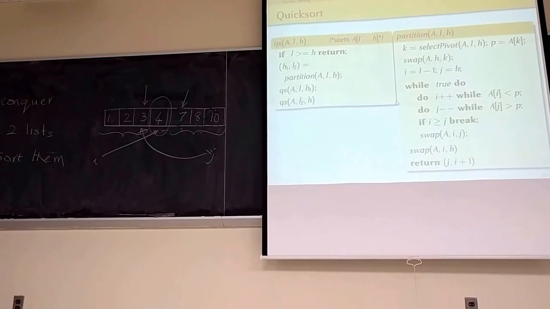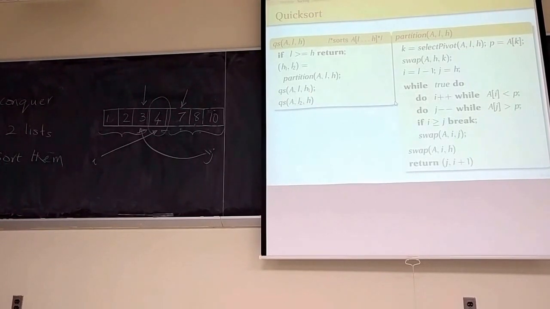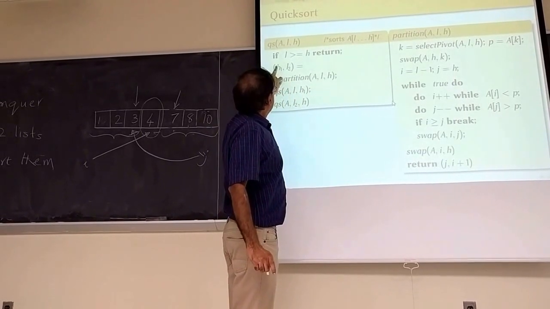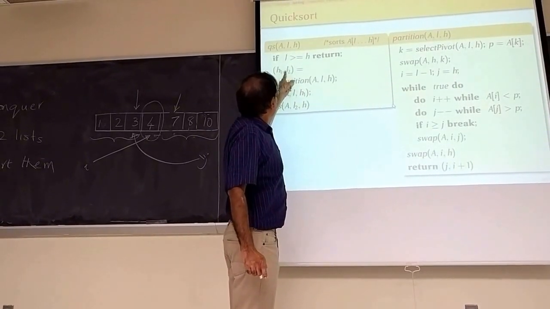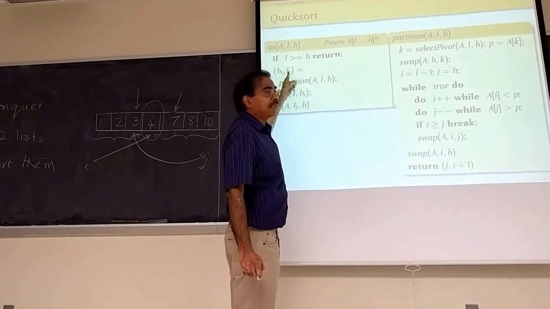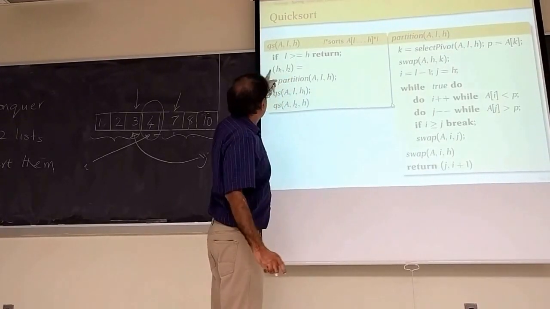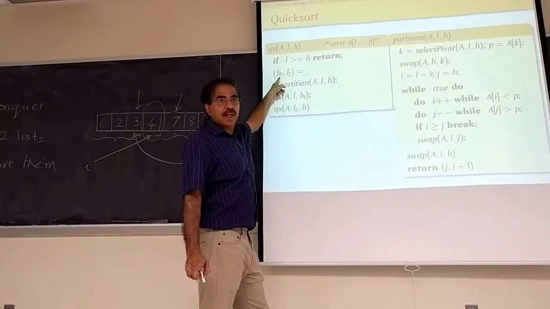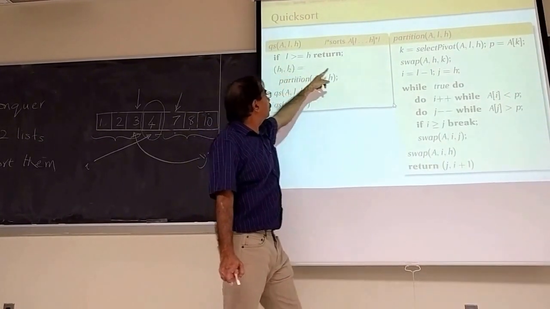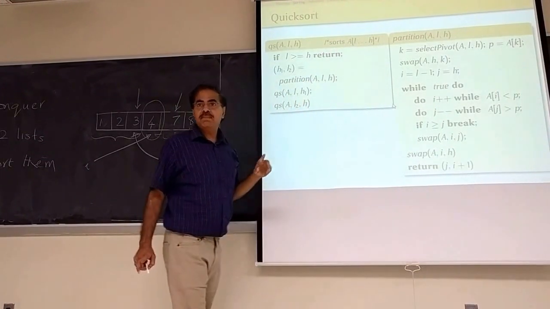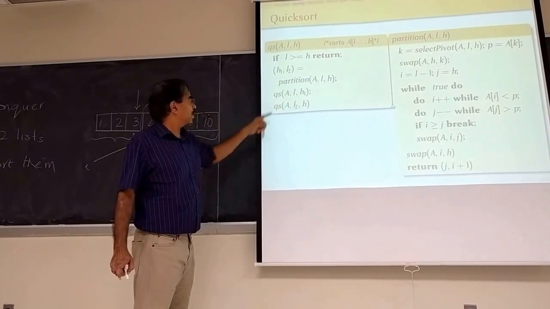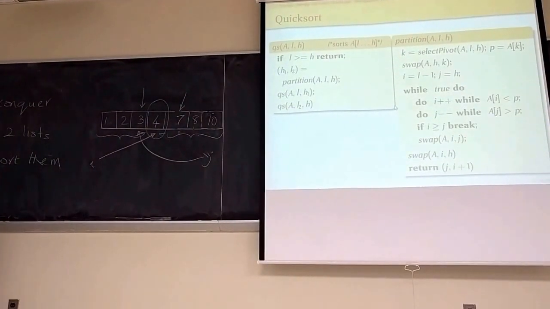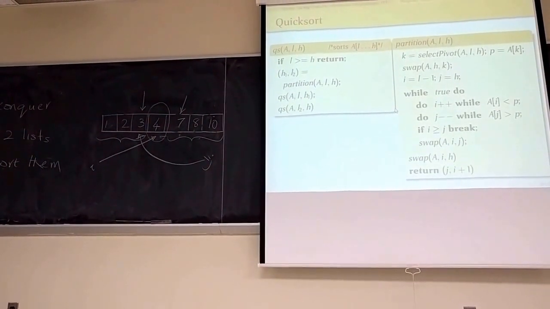Okay, so once again, coming back here, the partition returns the end of the first partition and the beginning of the second partition. So you're going to sort from L through the end of the first partition, and then L2 through the end of the second partition. So that's why we have those two quicksort calls. Okay? Any questions?